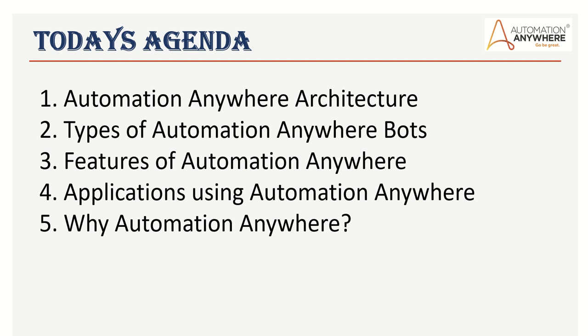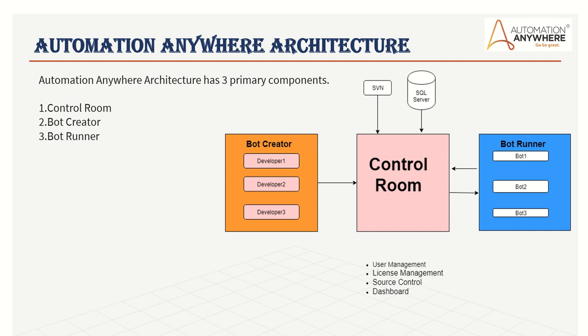My first question is about Automation Anywhere architecture. You can see on my screen there is a picture which shows the architecture design of Automation Anywhere. It has three primary components. The first one is control room, the second one is bot creator, and the third one is bot runner. Let me discuss one by one.